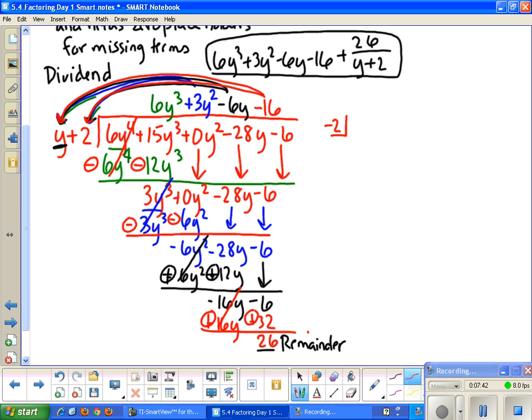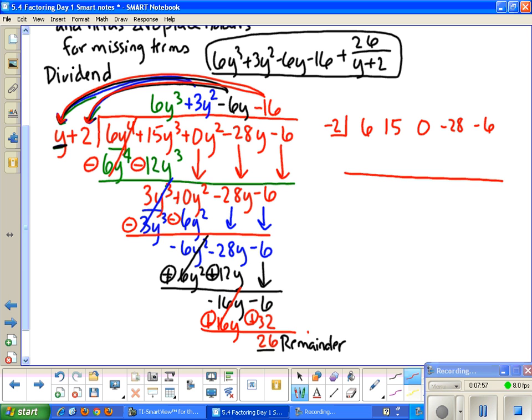So then in my box goes the opposite, so if it's y plus 2, negative 2 goes in here, and then I list my coefficients. So my coefficients would be 6, 15, we need the 0 placeholder, negative 28, and negative 6. So it's the coefficients of your dividend.